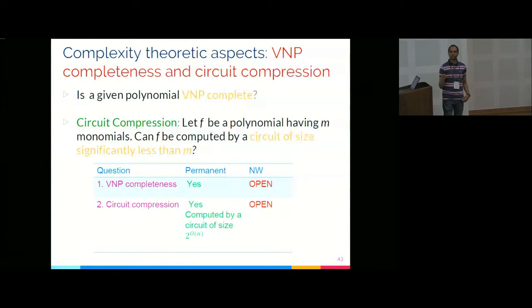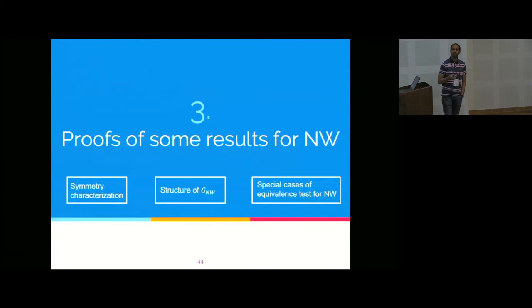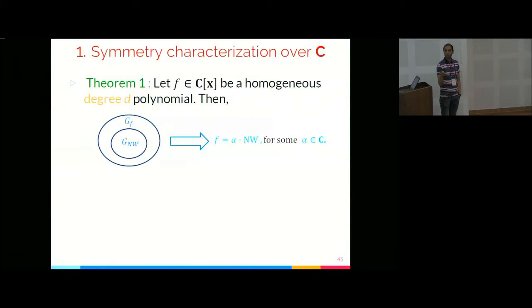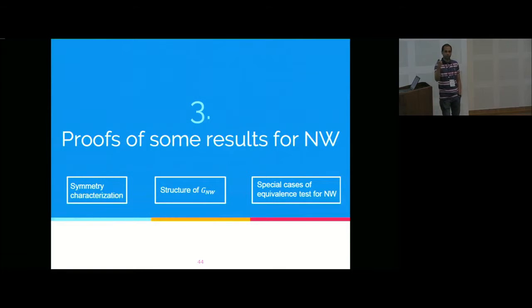In the case of circuit compression, the number of monomials in the permanent is n factorial, but we know a 2 power order n size circuit computing the permanent. So that's it. These are all the three classes of questions. And let me present the proof of some of our work for design polynomials. In particular, I prove the symmetry characterization, show the structure of the group of symmetries of design polynomials, and special cases of equivalence test for it.